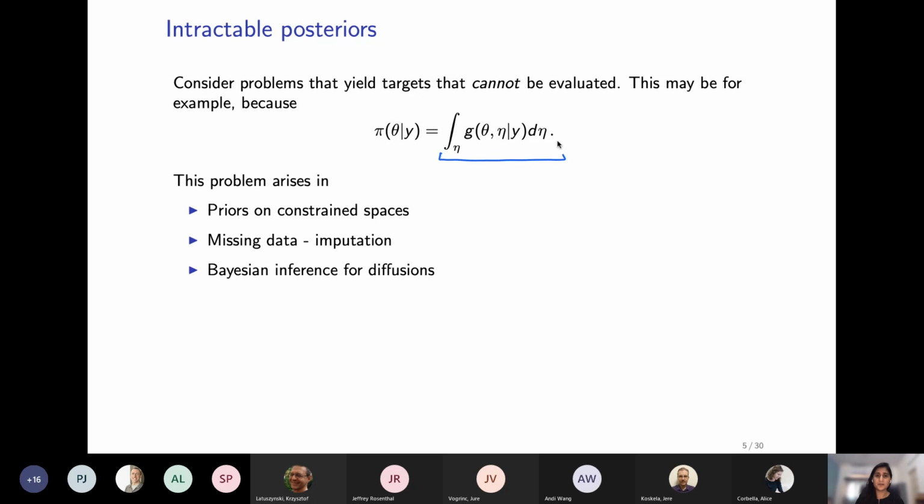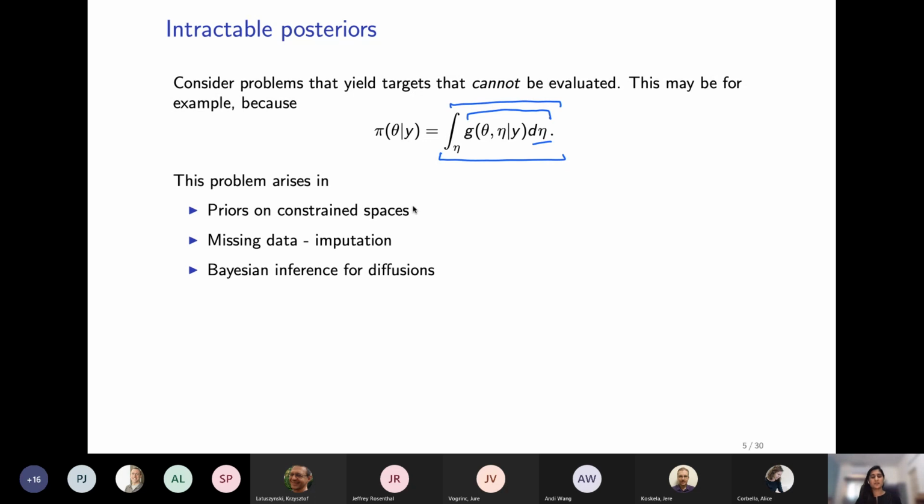Right? So this is not all the cases that we're looking at, but just for motivation, consider pi of theta given y to be an integral of g of theta, eta given y d eta, where the integral with respect to eta is not solvable. So in this particular case, if we want to evaluate the acceptance ratio from Metropolis Hastings, we won't be able to do that because we may be able to evaluate g, but of course we won't then be able to evaluate the integral over here.